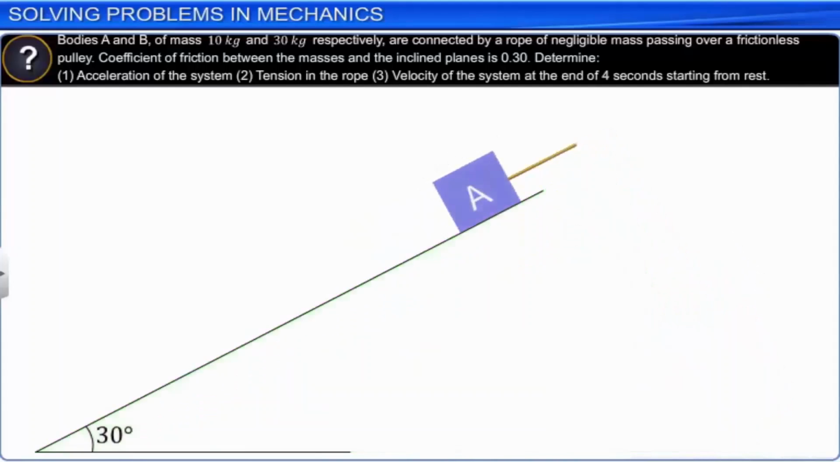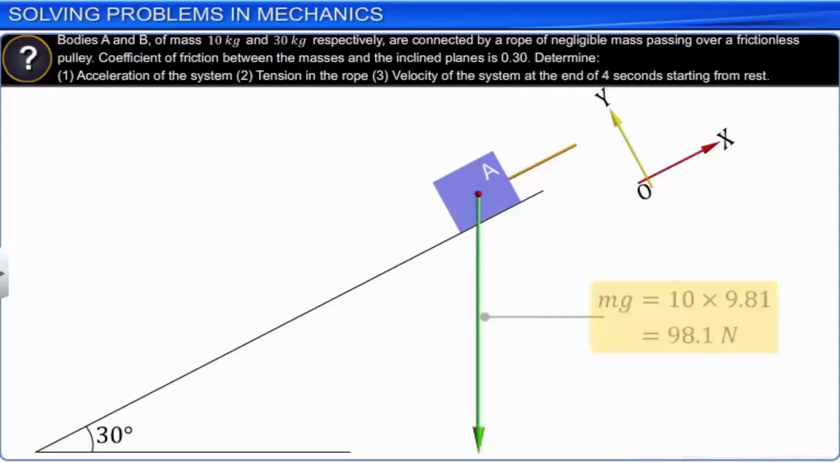Next, we choose a convenient coordinate system, XY, such that x is parallel to the inclined plane and y is perpendicular to it. We choose x parallel to the plane, as body A is likely to move along the plane. This will make the application of Newton's laws of motion easier. Then, we denote the forces on body A, which are its weight, mg or 98.1 newtons, and tension in the rope T, which is unknown.